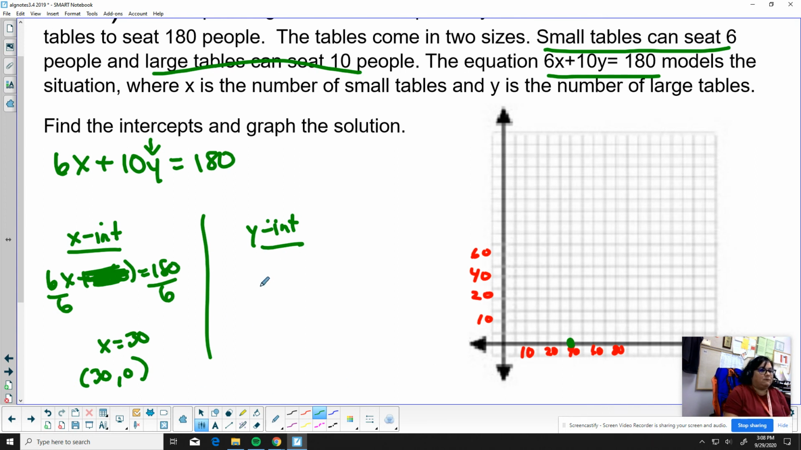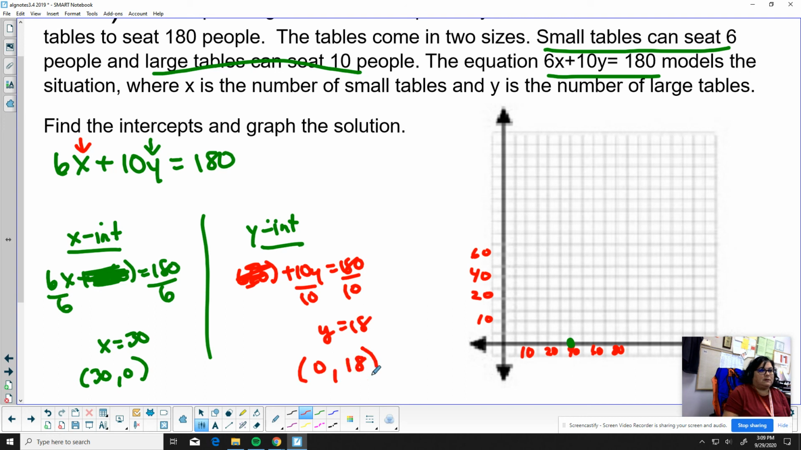Okay, and then this one for the y, I put 0 in for x. So 6 times 0 plus 10y equals 180. So that cancels out. I divide by 10, and y is 18. So my ordered pair is 0, 18. So here's 10 and here's 20, so 18 is about right there. So I could draw the line using the two intercepts.